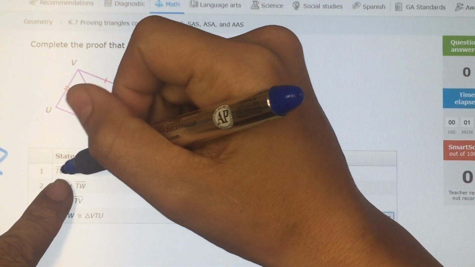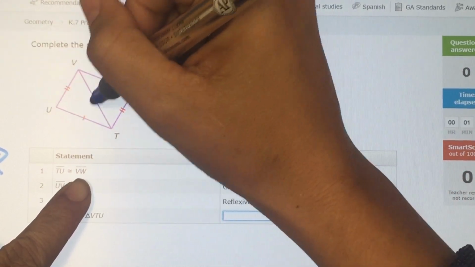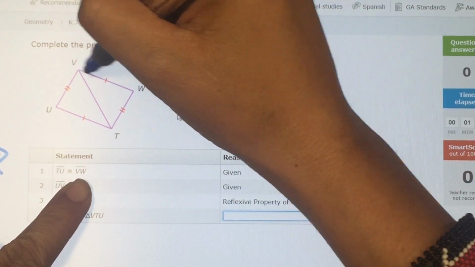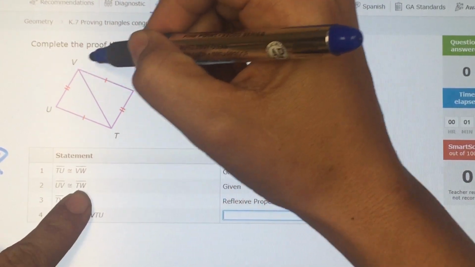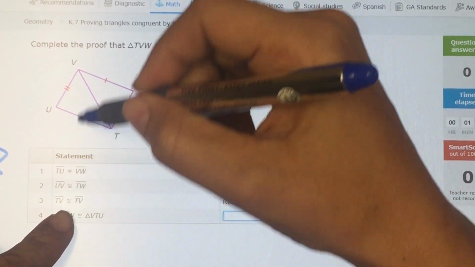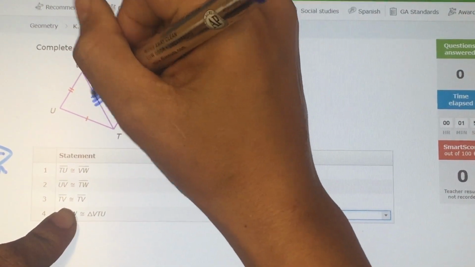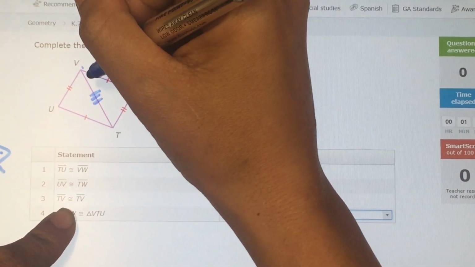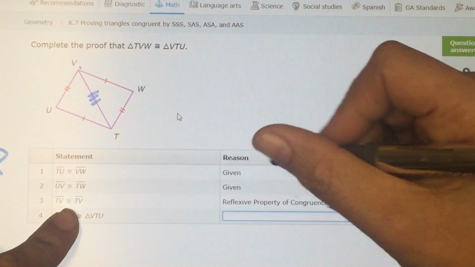Okay, so they're telling you side TU is congruent to VW. TU, one tick, is congruent to VW, one tick. UV, two ticks, is congruent to TW, two ticks. TV is congruent to TV. Now, why is TV the same as TV? Because it's the same line. It's called reflexive property. It's just like you looking in the mirror and seeing yourself. You're the same person, so it's called reflexive property.